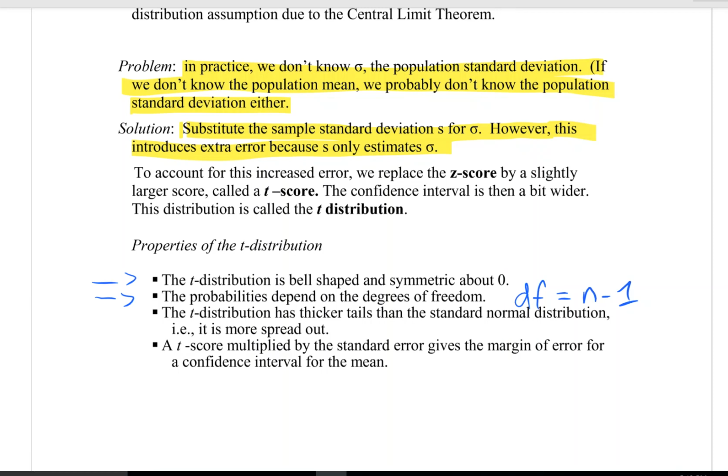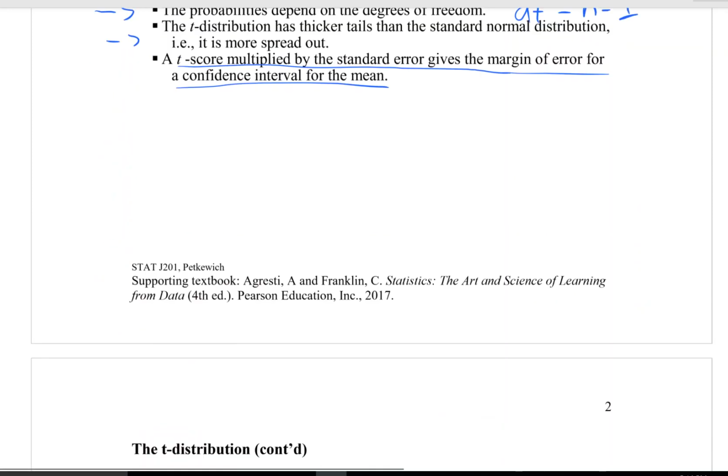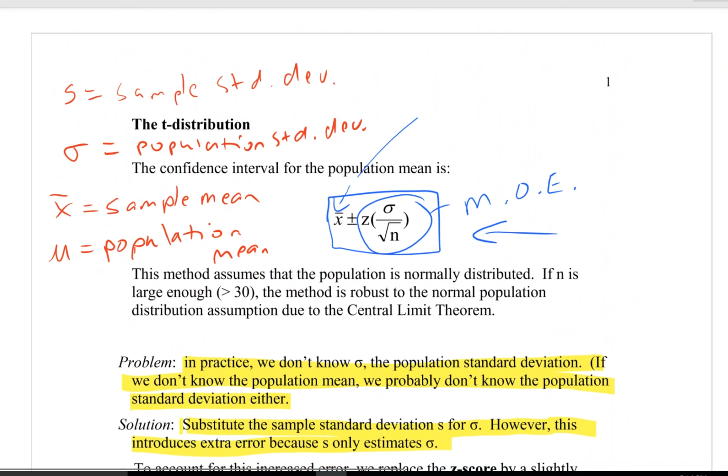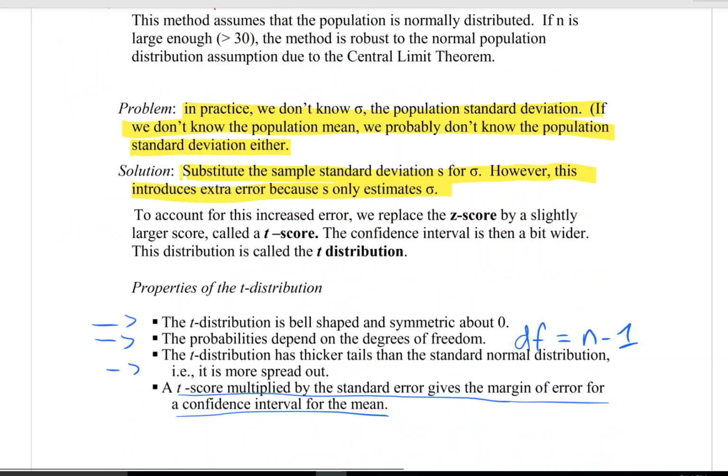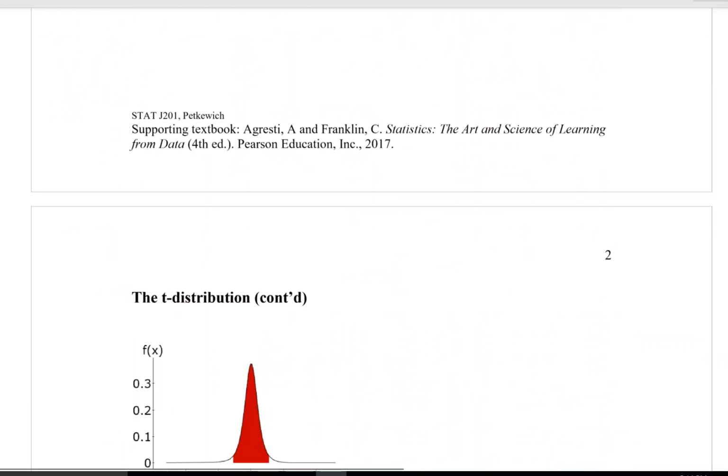The t-distribution has thicker tails than the standard normal distribution. That is, it is more spread out. I'll show you a picture of this in a minute. And when we are working with the confidence interval, a t-score multiplied by the standard error gives us the margin of error for a confidence interval for the mean. So you're going to see in a moment that we're going to replace this z-score with a t-score when we use S instead of sigma.